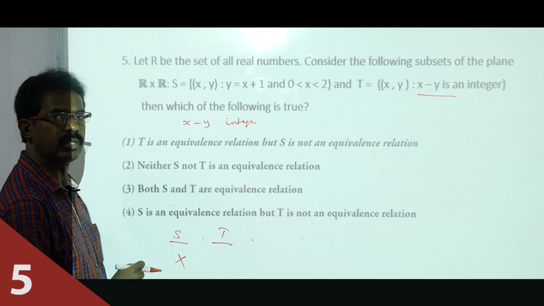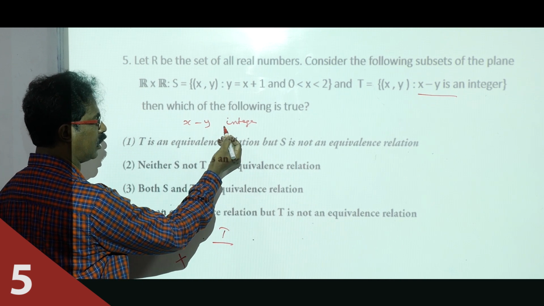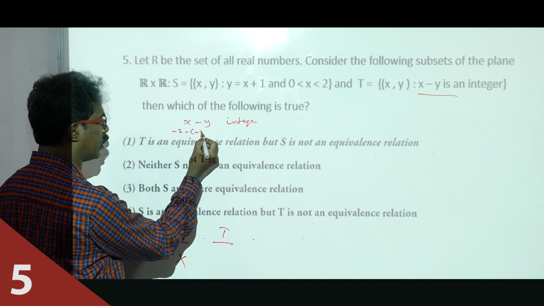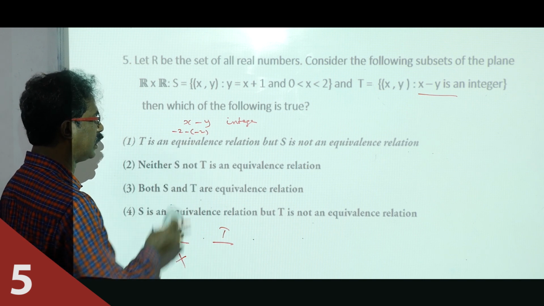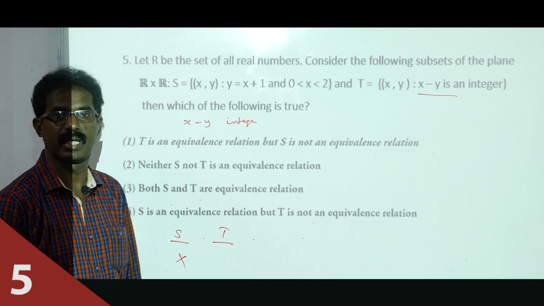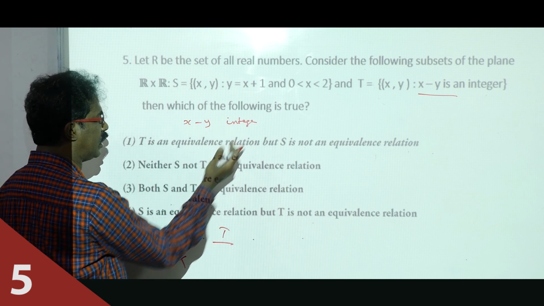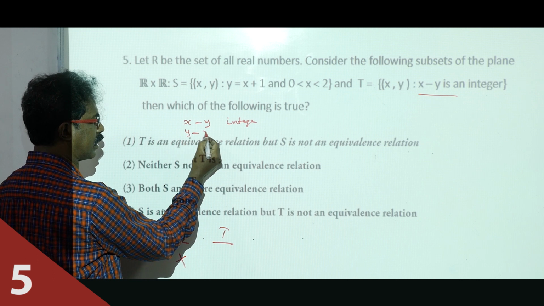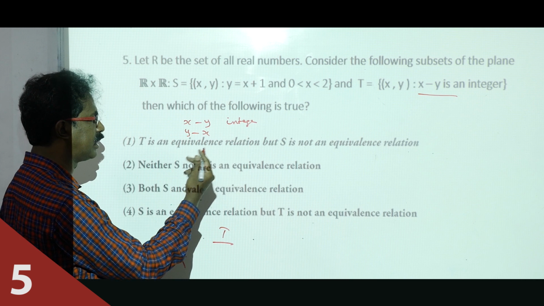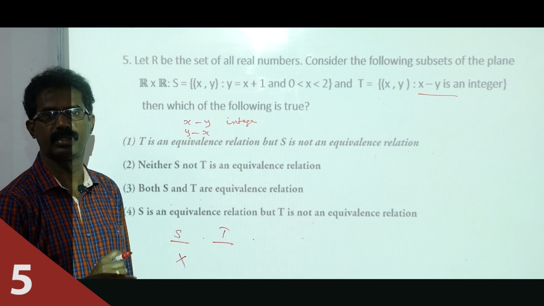So, reflexive check: you take two integers, for example 5 and 5. 5 minus 5 is 0, which is an integer. Minus 2, minus 2: minus 2 minus minus 2 is 0, and 0 is an integer. So any two equal numbers you substitute, it satisfies the reflexive relation. Symmetric you check: if x minus y is an integer, then you find y minus x. If x minus y is an integer, then y minus x is also an integer. It only changes the sign, so again it is an integer, so it satisfies symmetric. So it is reflexive and symmetric.